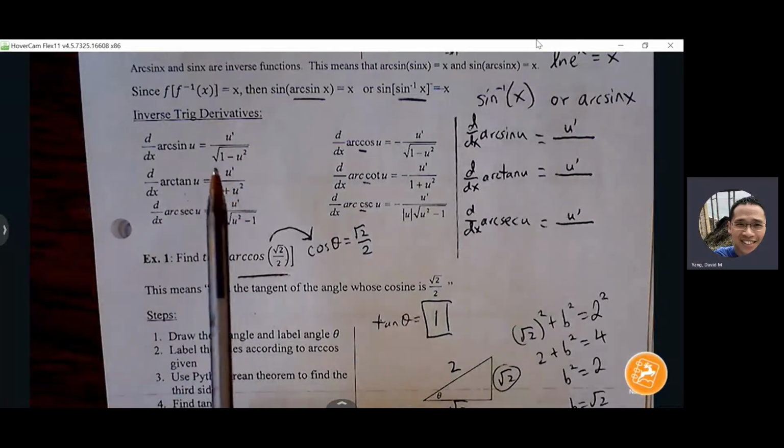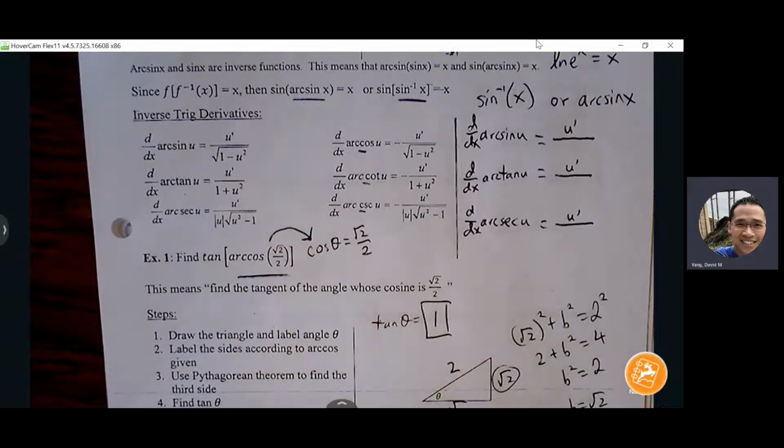Now I want you to look at all the denominators and tell me what similarities do you see between all the denominators? Yeah, they all have 1 and u squared. So that's something that we can use to help us remember at least parts of it, right?